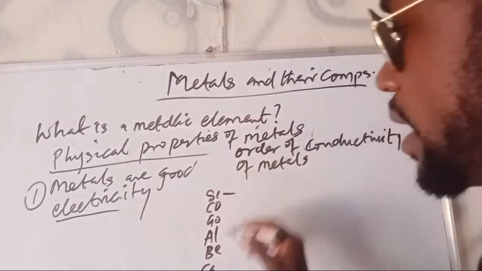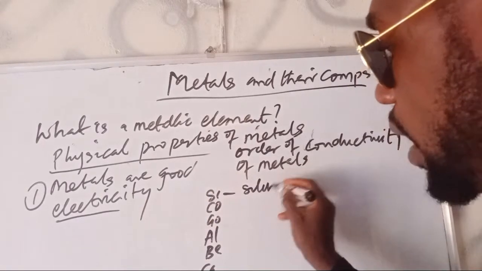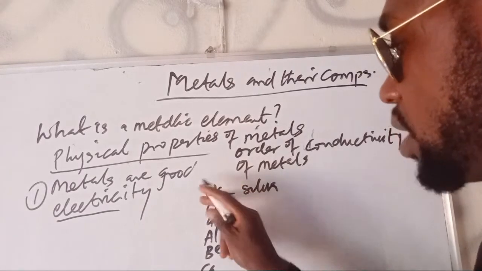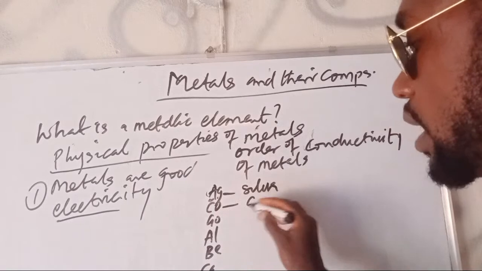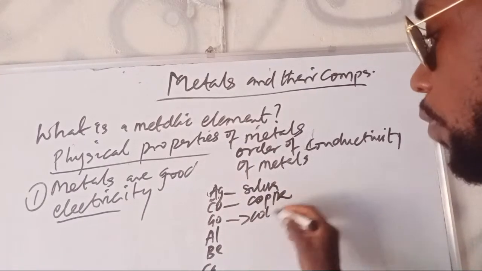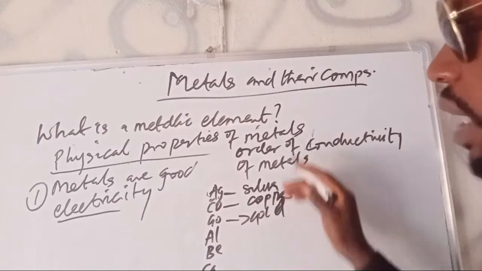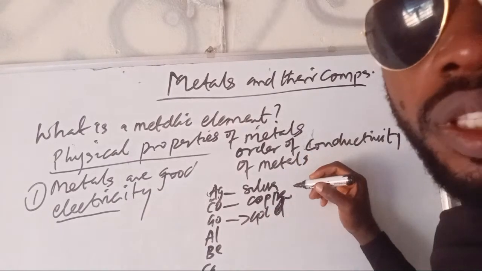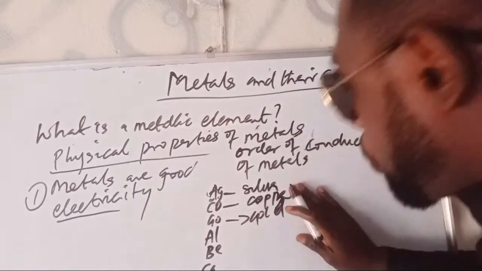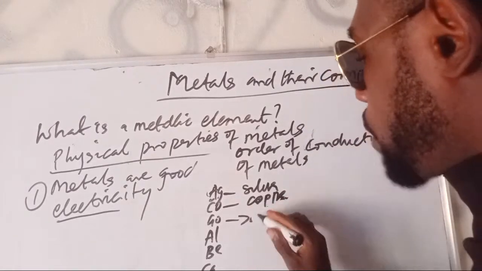The first letter stands for silver, not silicon, this is silver. After silver, the next is copper. Then after copper, gold follows. I'm talking about the decreasing order of conductivity. The most conductive metal is silver, followed by copper. Then after copper, you have your gold. Then after gold, you have aluminium.